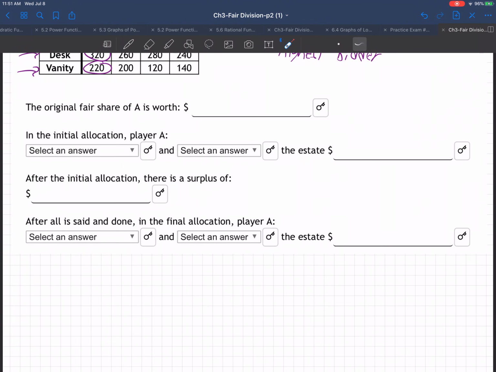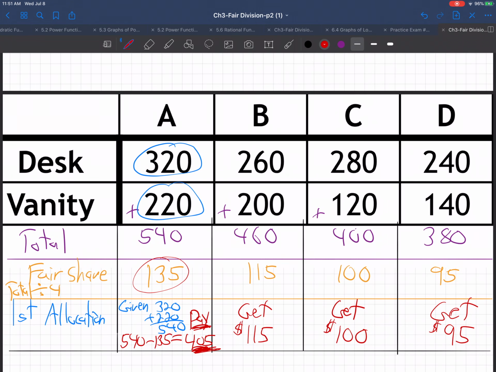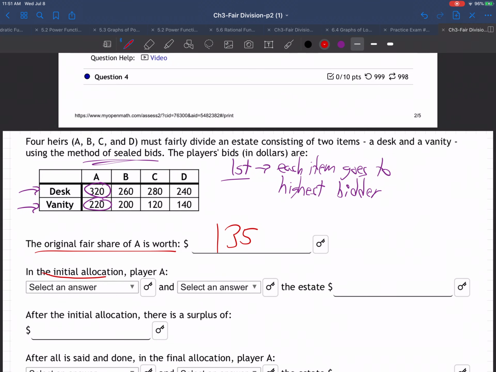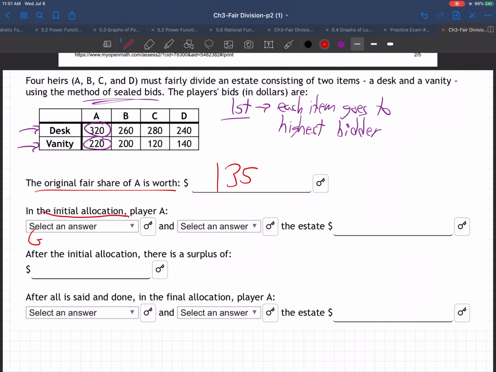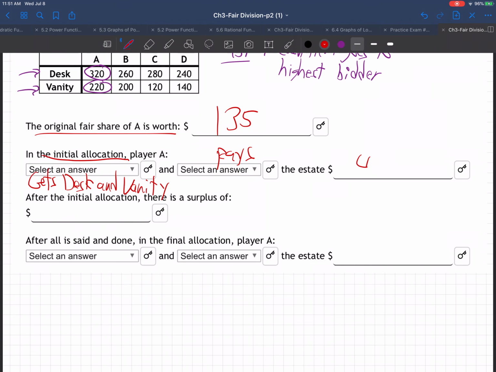The original fair share for A, what's the fair share for A? $135. And then it says in the initial allocation, A gets the desk and the vanity and pays, how much does A pay? $405. Okay, that's the initial or first allocation. And now we got to do the surplus next.